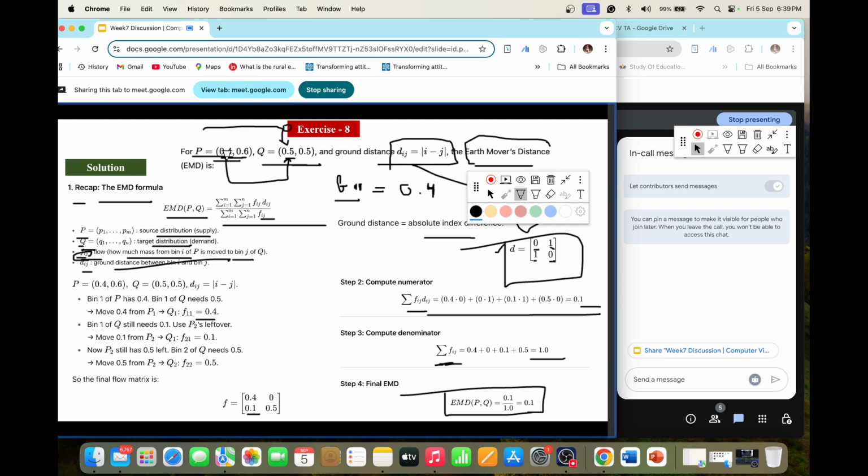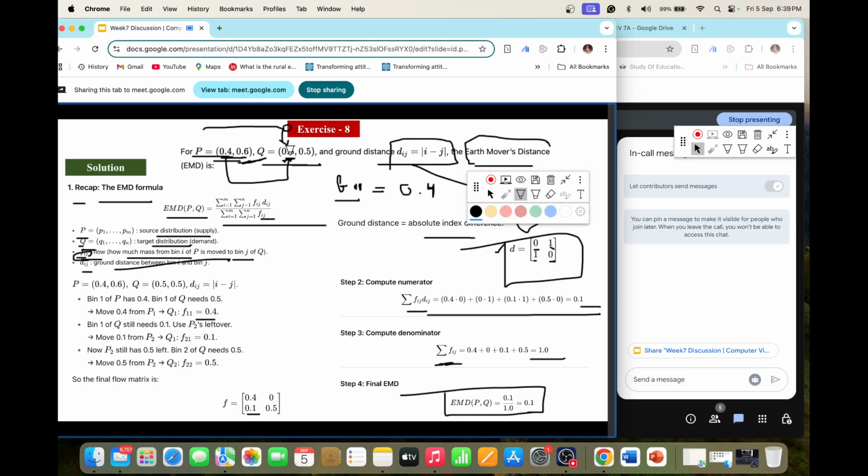Now what about F12? Okay. So yeah, this F12 or F21. Let's take F21 first, because 0.1 is still our deficiency. Okay, 0.4 is already transferred. So to cater 0.5, 0.4 we already got, but 0.1 we do not have. So that is why we take the 0.1 from this bin. Okay, so that is why our F21 will be 0.1.